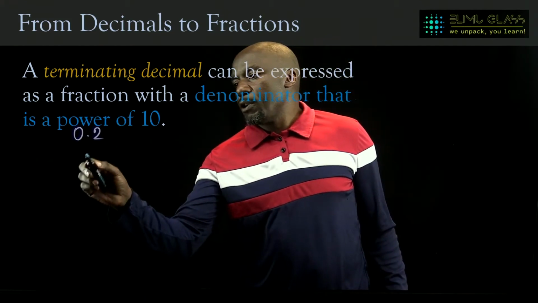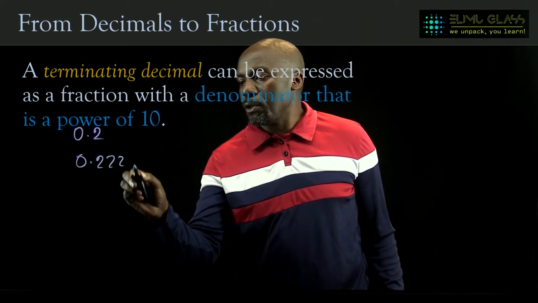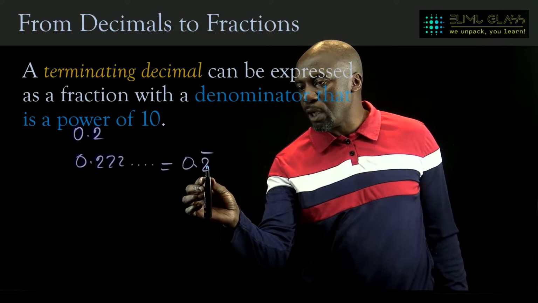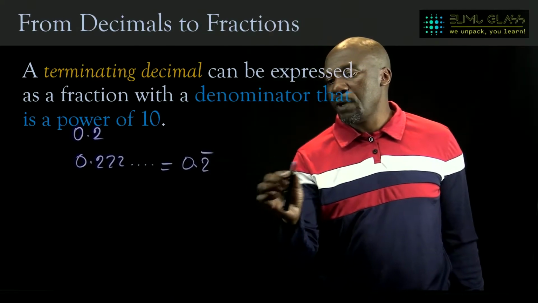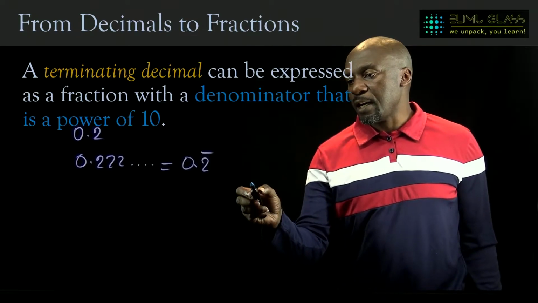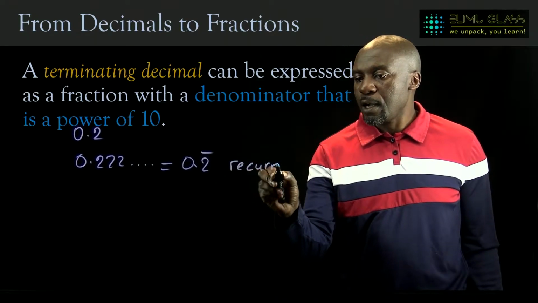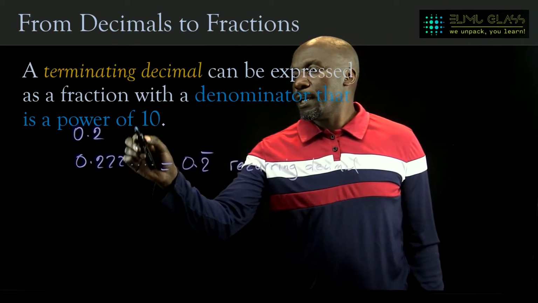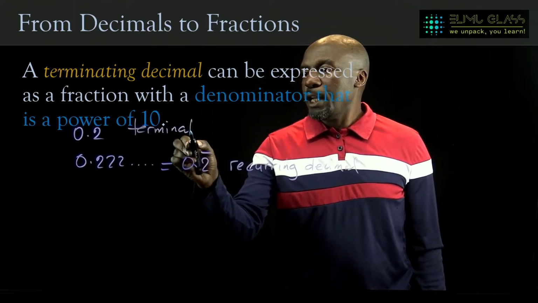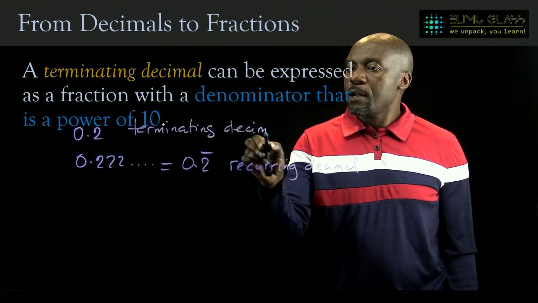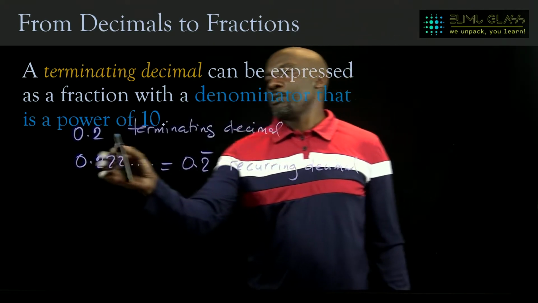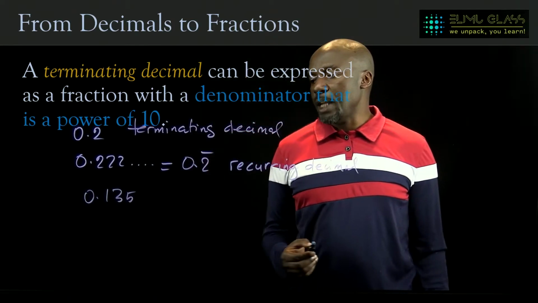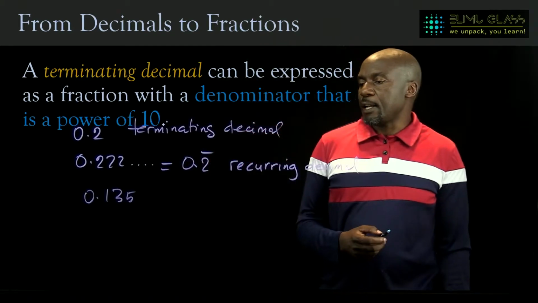Okay? But a decimal such as 0.222, like that, which is usually expressed as 0.2 with a line on top to imply that the 2 continues to infinity, this would be referred to as a recurring decimal. And this here is called a terminating decimal. So a terminating decimal stops somewhere. 0.135 stops at 5. That is a terminating decimal. If it does not end, then it is a recurring decimal.